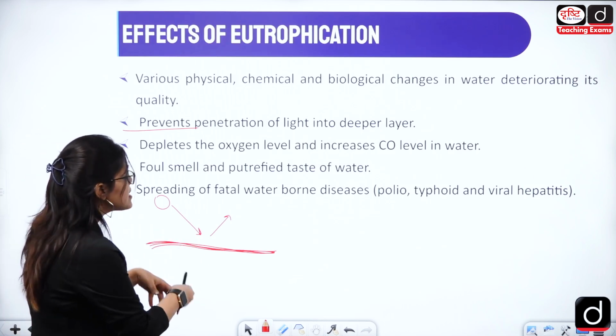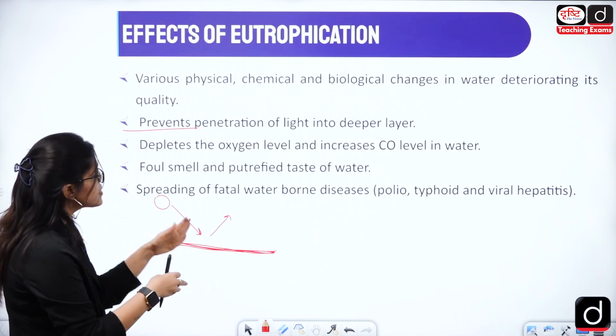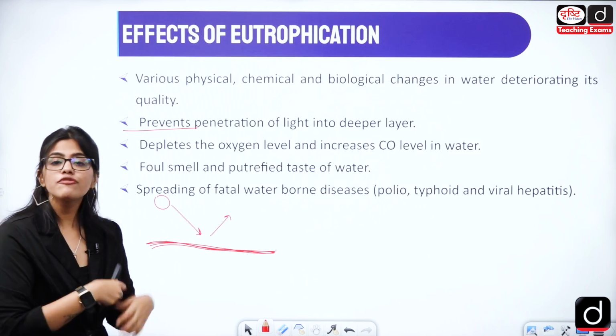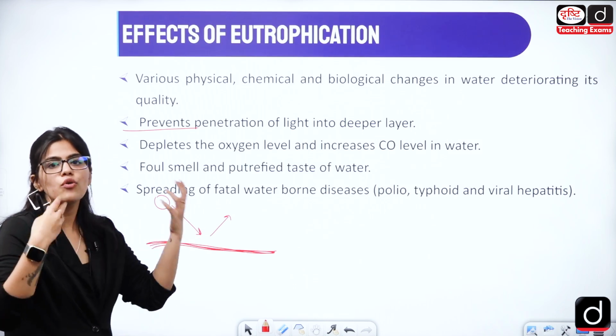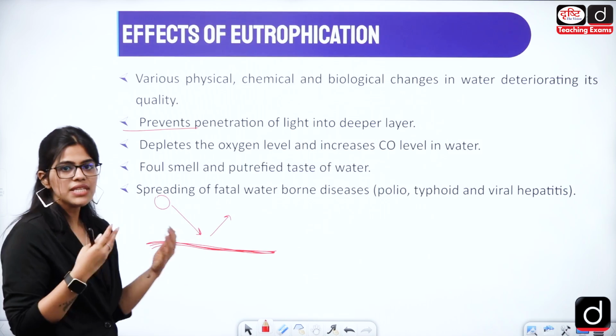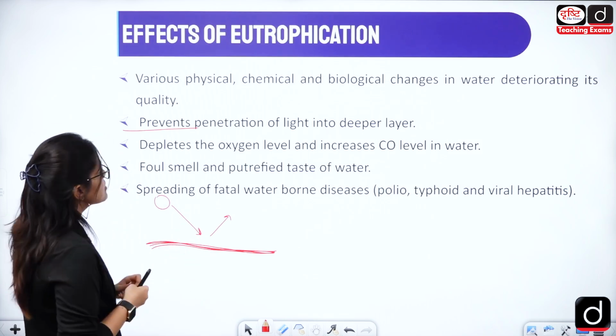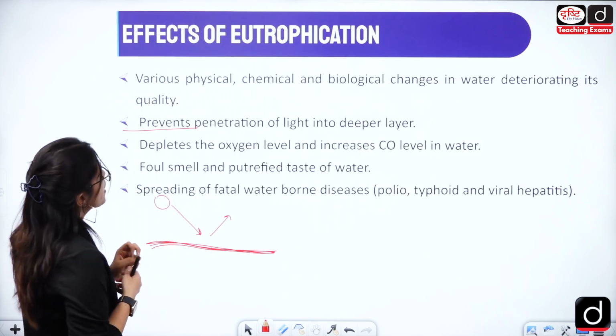It will become dense and dark, because the sunlight won't penetrate, and of course they will not be able to prepare their own food. So the process becomes even worse, right? So this is the first effect. This is the second effect of it.